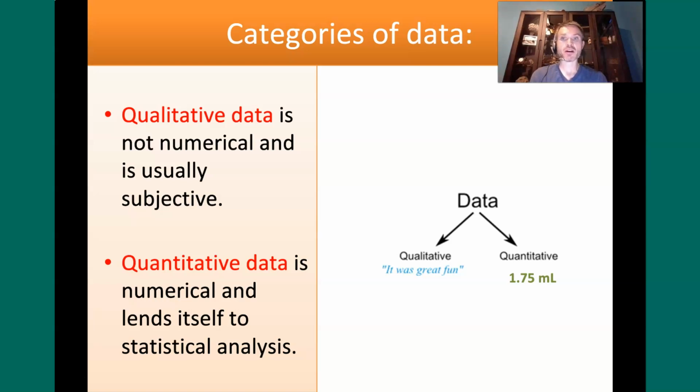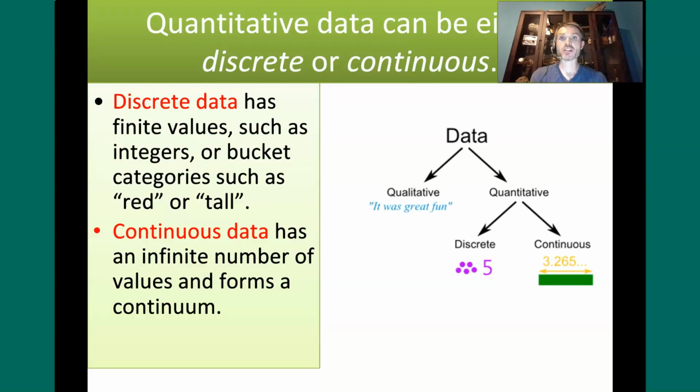The second type of data is quantitative data. This is where we have numbers. It allows us to do statistics. It is usually data that we measure using an instrument, such as a time would be measured with a clock, or temperature would be measured with a thermometer. Quantitative data can either be discrete or continuous.